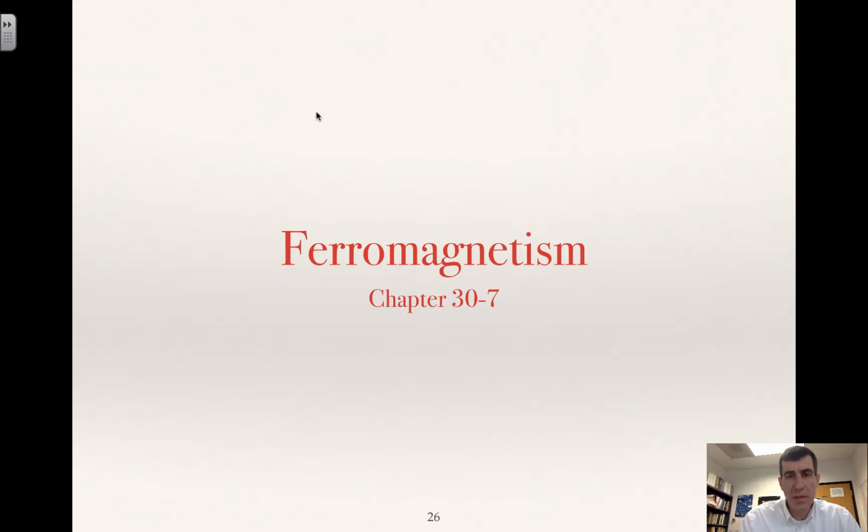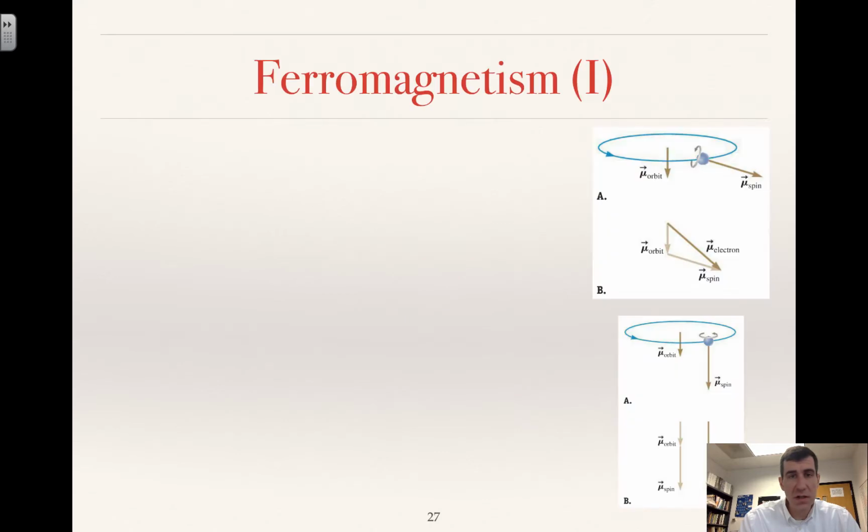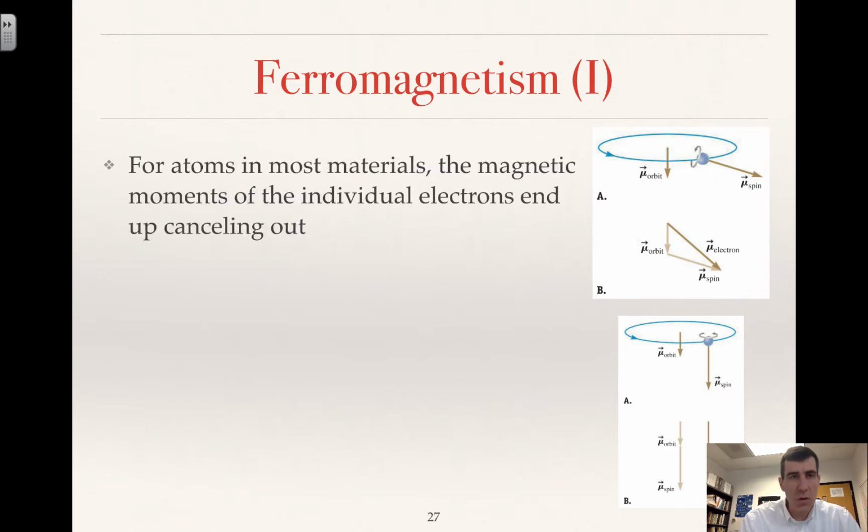This video is going to talk about ferromagnetism, and this is covered in chapter 30-7 of the textbook. In the last video, we talked about how an electron in an atom is going to have a magnetic moment due to the electron's spin, and also a magnetic moment due to its orbit.